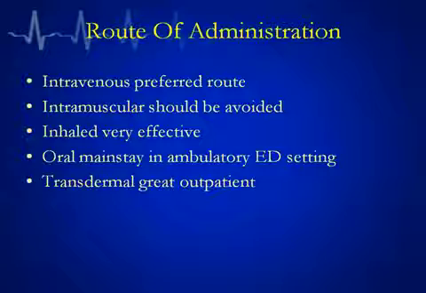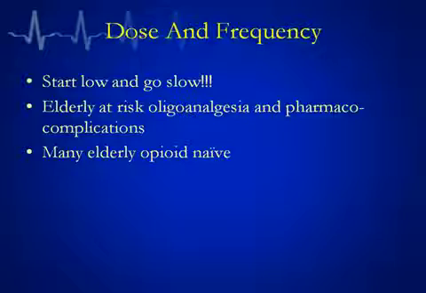And transdermal patches are also pretty nice. The problem with older patients, they get really variable absorption when you put a fentanyl patch on them. So they're a little bit tricky. Once again, if you're going to go that route, start low, go slow. There it is again. Start low, go slow. Not only are patients at great risk for oligoanalgesia, they're also at great risk for some of the pharmaco complications that come along with it.